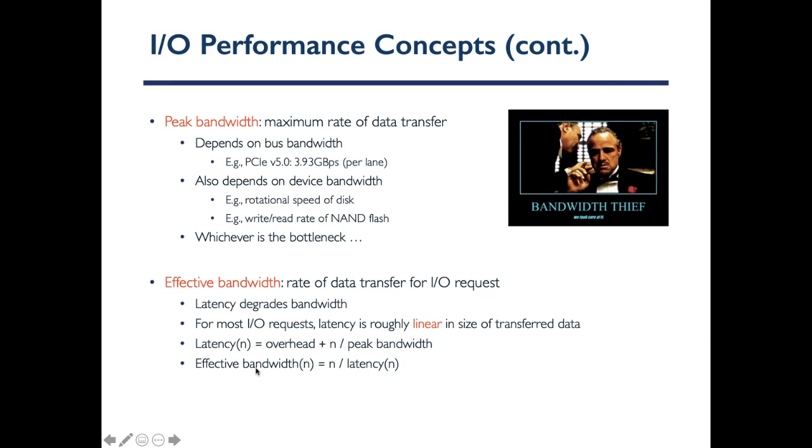Now, effective bandwidth is basically how long it takes to send these n bits from the beginning when the request was initiated. So you're sending n bits divided by the latency of these n bits. So if you can see, if overhead is 0, then effective bandwidth equals peak bandwidth. But if overhead starts increasing, then effective bandwidth becomes definitely less than your peak bandwidth.